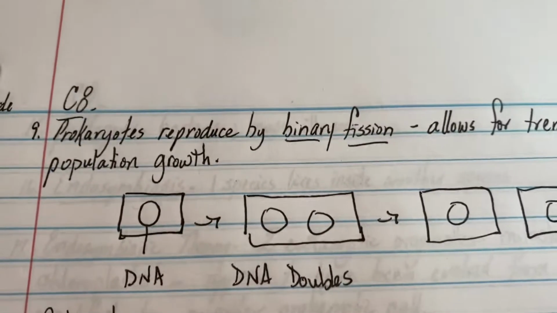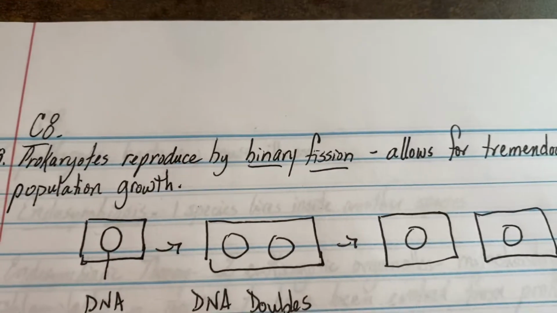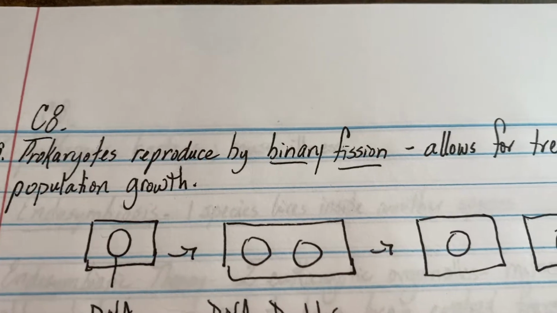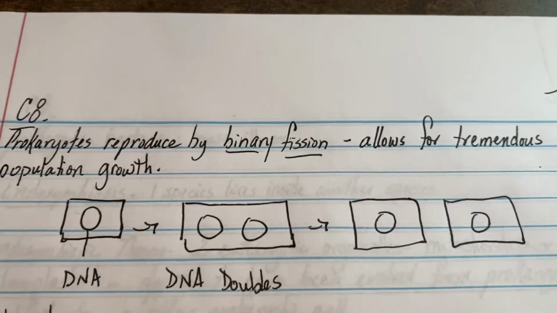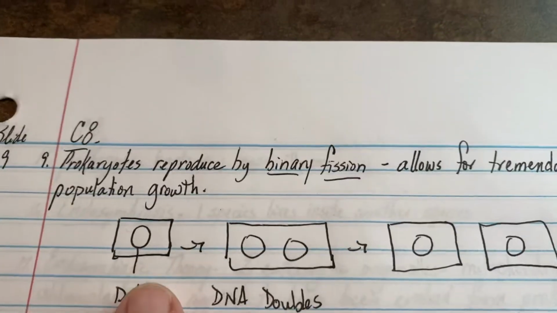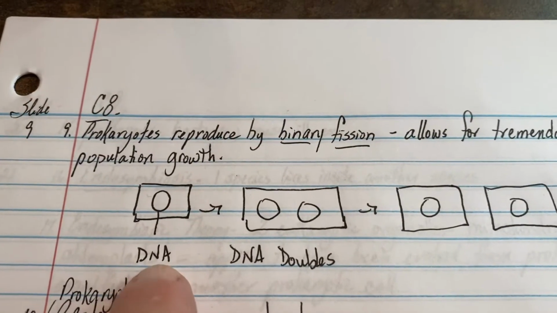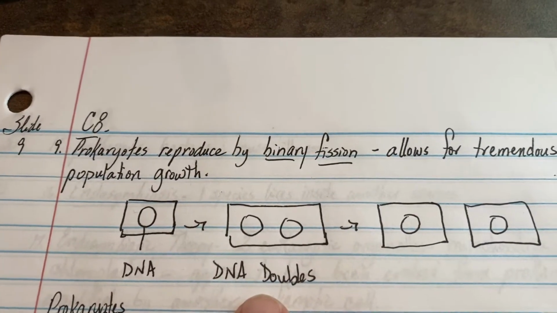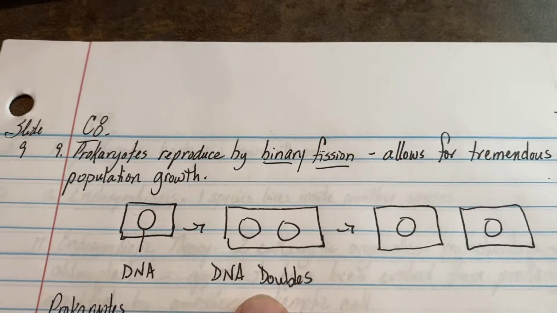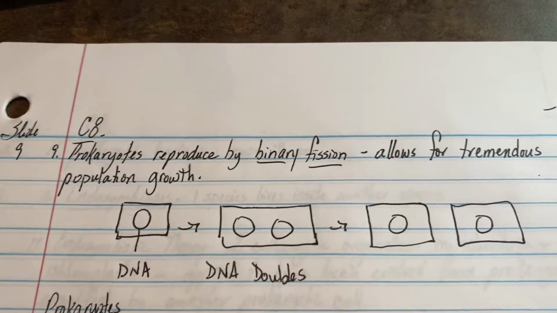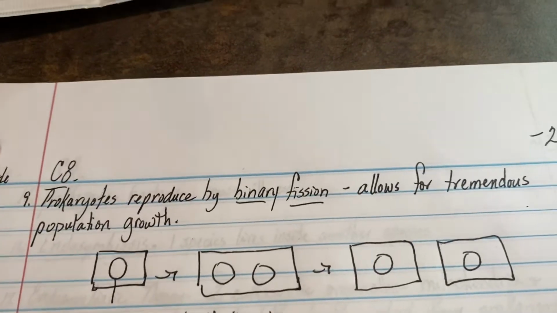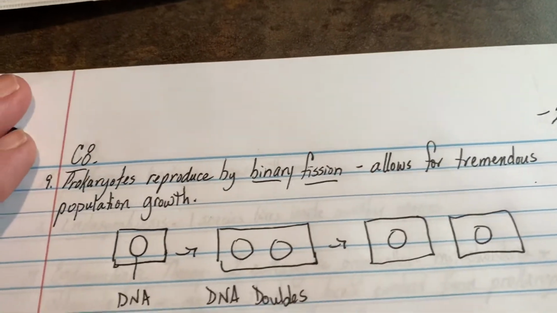Prokaryotes reproduce by binary fission, and because this can happen very rapidly, this allows for tremendous population growth. Notice in this prokaryote, you have a single circular DNA, and in the first step, the cell grows and the DNA doubles, and then at the last step of binary fission, you have 2 identical individuals produced.